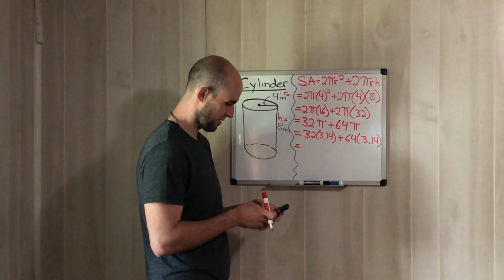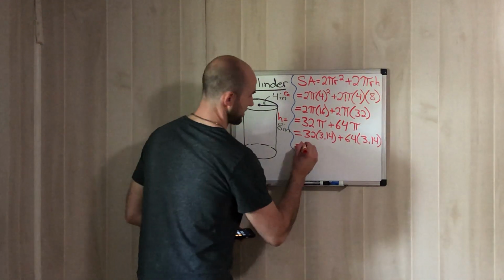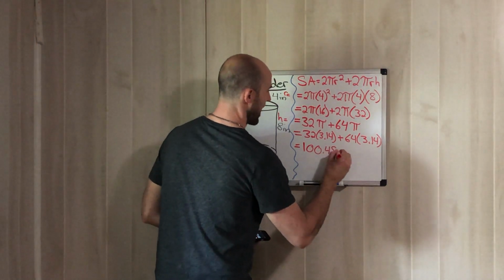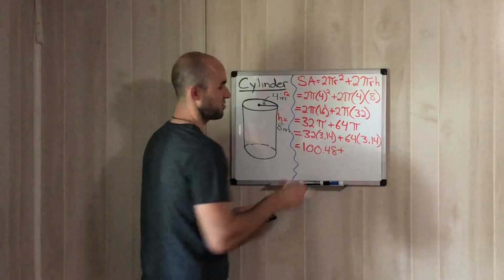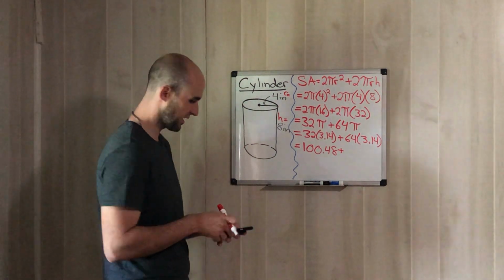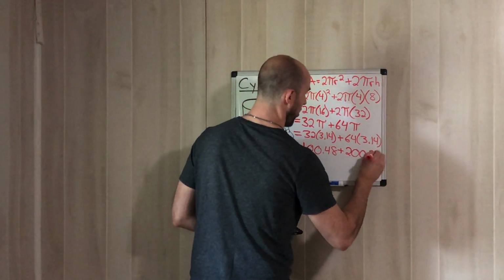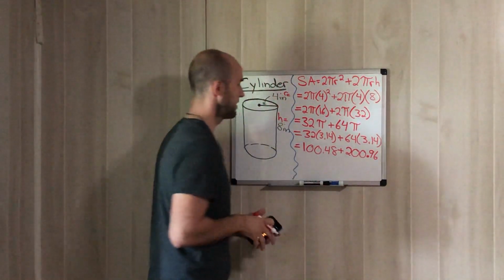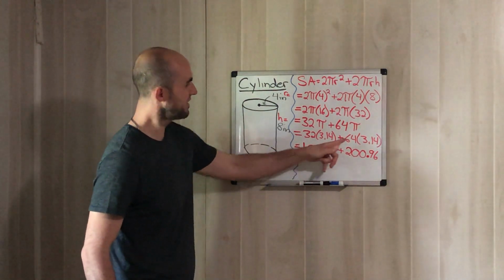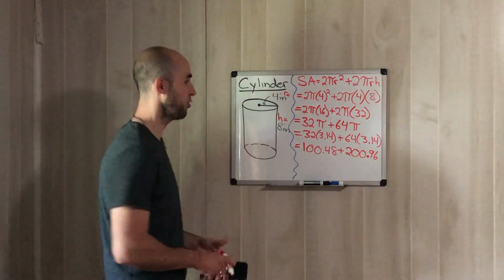We have 32 times 3.14, which gives us 100.48, right? And then we have plus. Now we're going to do 64 times 3.14, which gives us 200.96, right? And again, all I did here was 32 times 3.14, which gave us 100.48. I brought down the plus sign. 64 times 3.14 gave us 200.96.